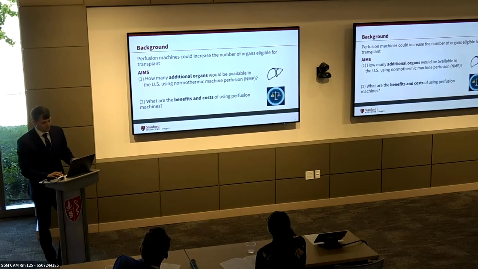Our study aims to find ways of estimating how many additional transplants could be used if we use normothermic machine perfusion in this way, using the VITAL trial criteria on a US national data set. We also then seek to study the costs and benefits of such a strategy to see if it would be effective.